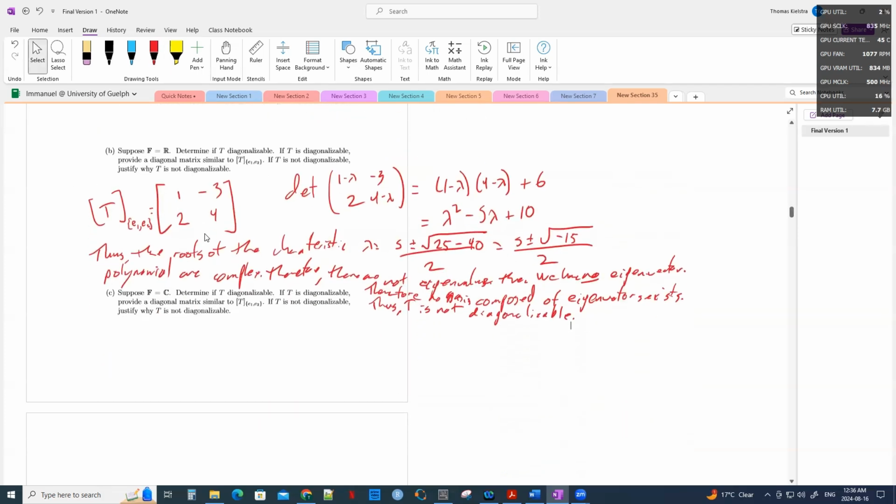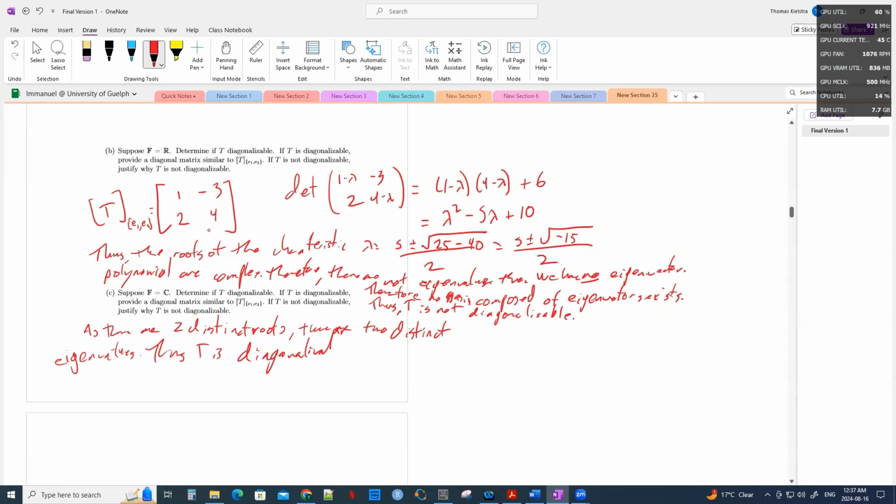So over the reals, we're not diagonalizable, but over the complex numbers, we are diagonalizable, as there are two distinct roots. There are two distinct eigenvalues. Thus, T is diagonalizable. You should probably add some comment about the roots being complex. Well, that's in my field, but that's the idea of part C.